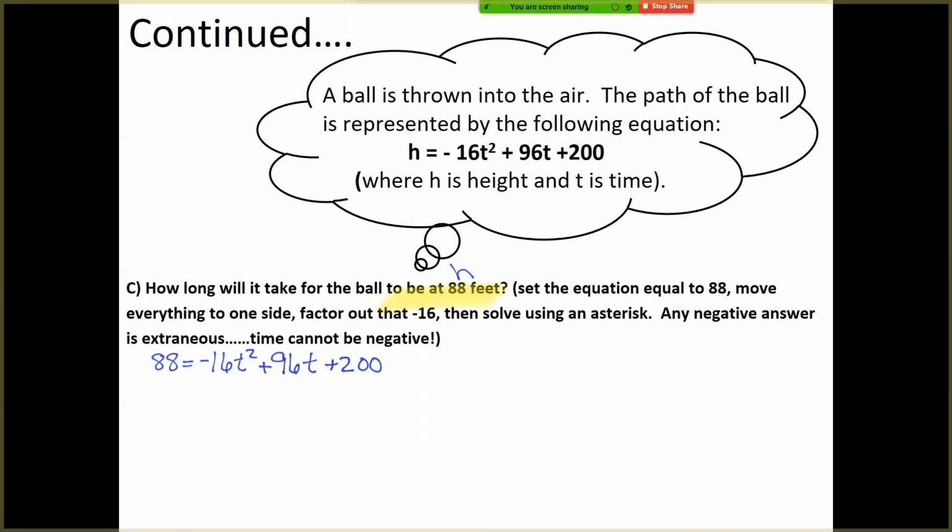Now we have a quadratic. We want to get 0 on one side so we can factor it. So we're going to subtract 88 from both sides.